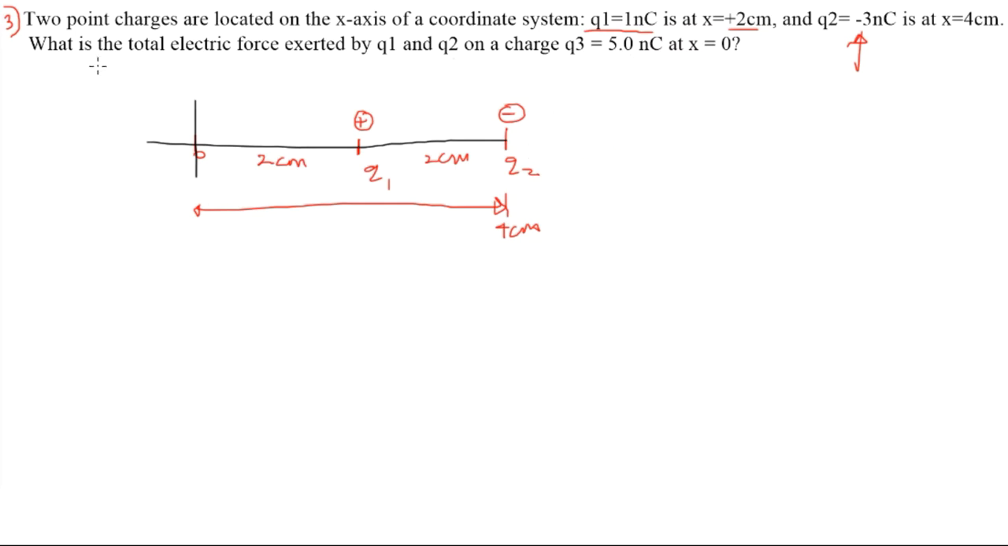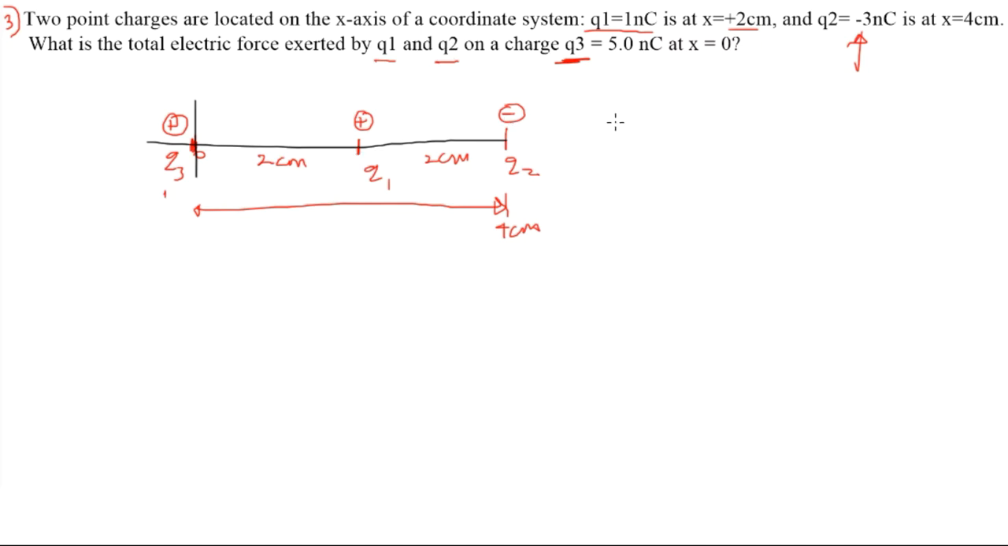Now, what is the electric force exerted by Q1 and Q2 on charge Q3, which is positively charged and is at x equal to 0? That means this is the point where we can find our Q3, and the question says it is positively charged. The question asks: what is the force that this Q3 will feel due to Q1, and what is the force that Q3 will feel due to Q2? That's just the question.